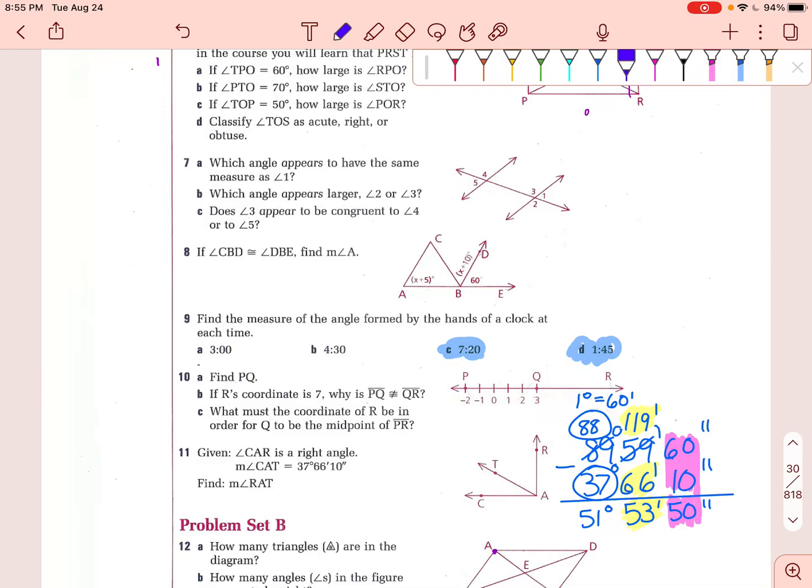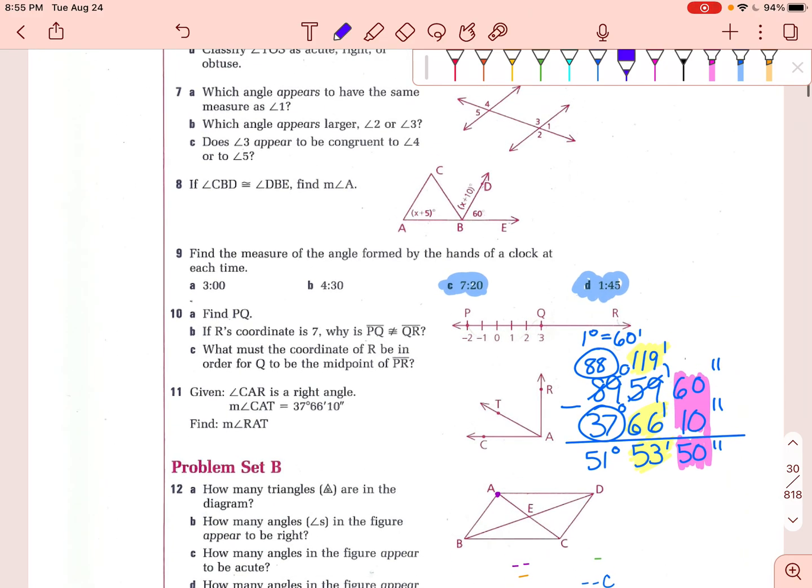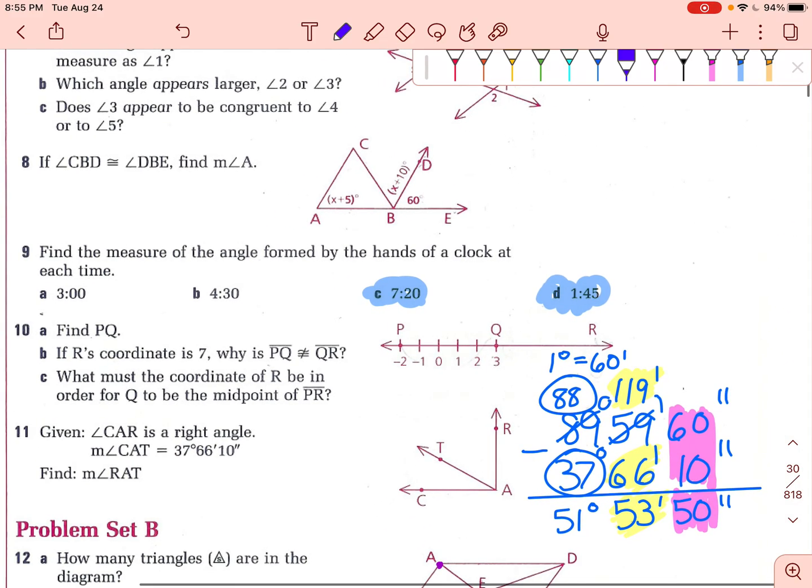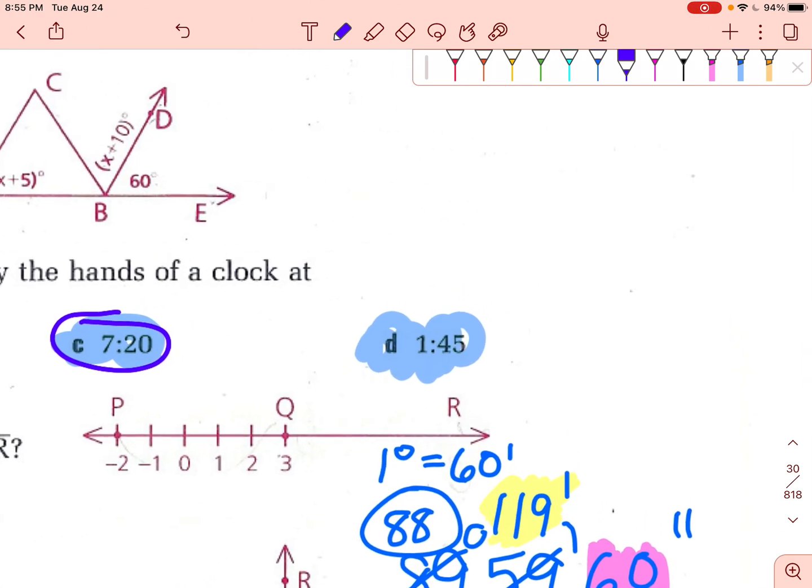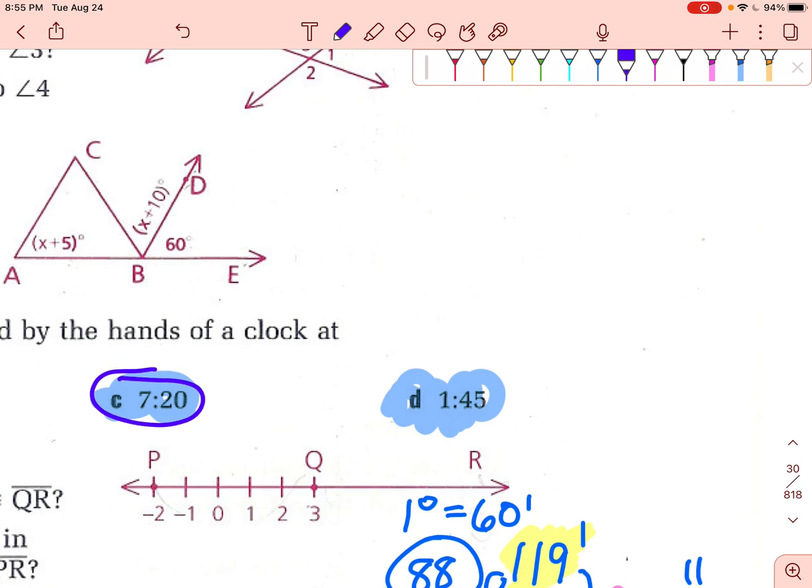Okay, so this is for the 1.2 homework on page 15. I'm going to start with number 9. Find the measure of the angles formed, and I'm just going to do C to let you guys practice. If you need another video for D, please let me know.